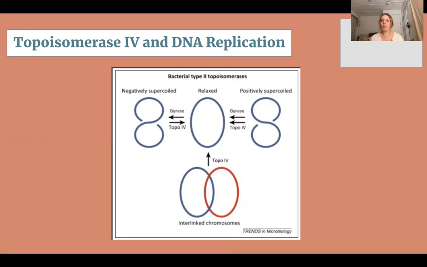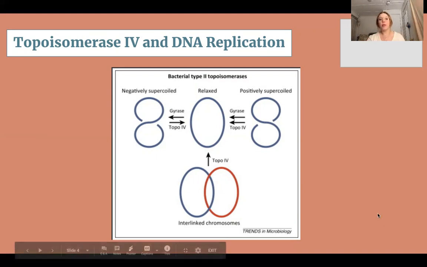So what topoisomerase does is it goes through, it clips either one or two of the strands, it untwists it, and it rebinds it so that, as the DNA replication apparatus is moving, the DNA can continue to be relaxed and not have that type of tension and stress. Another function of topoisomerase 4 in bacteria specifically is decatenation, which is what you can see on the bottom.